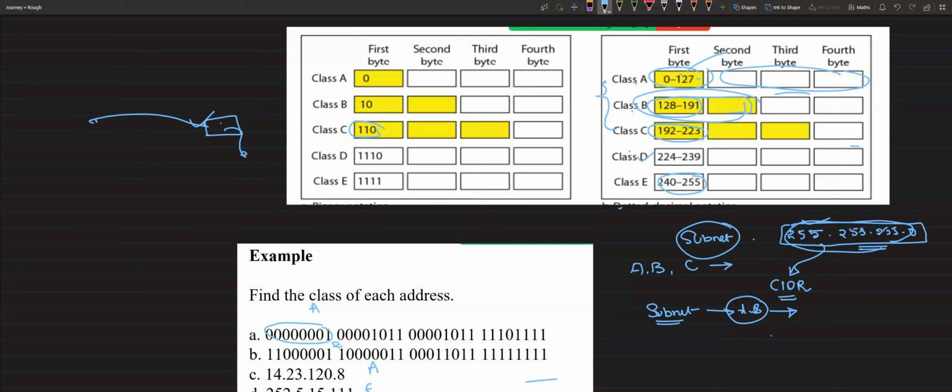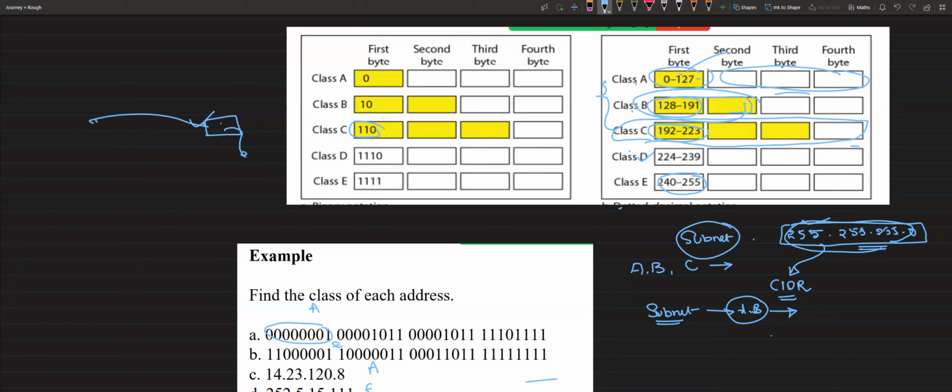Now if class A and class B are assigned like this, and class C is assigned internally to the organization, if we follow this kind of concept, then what will happen? Addresses will eventually get depleted, with more and more devices and more and more organizations.